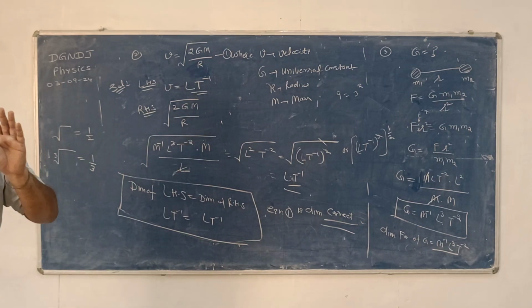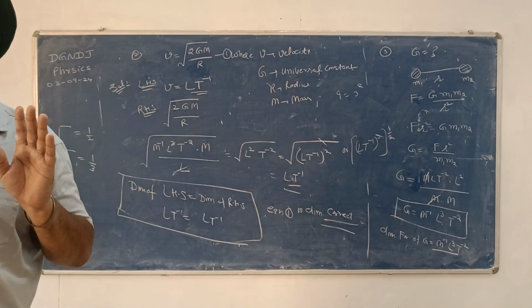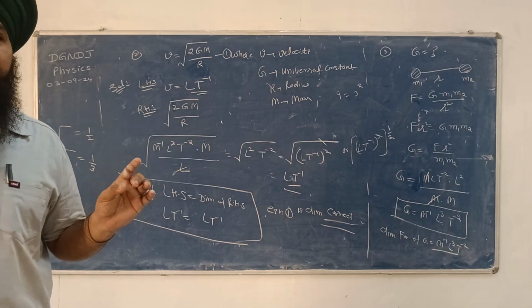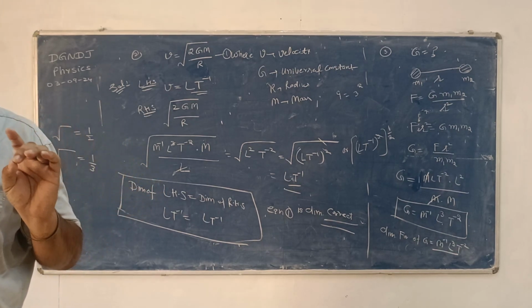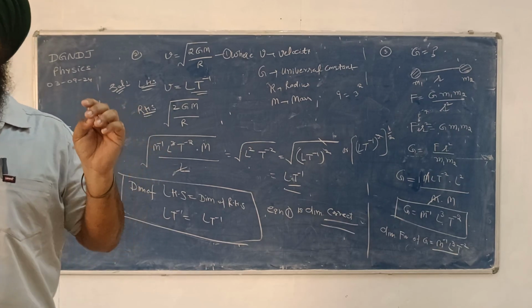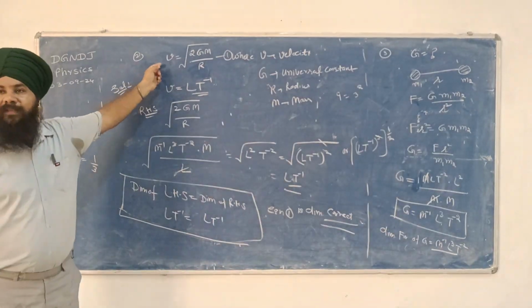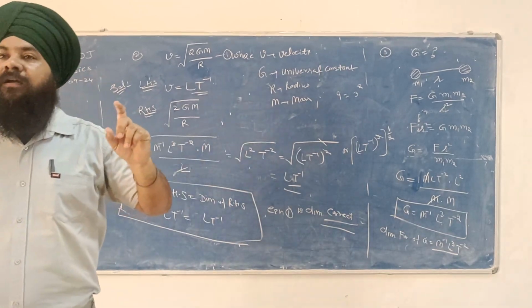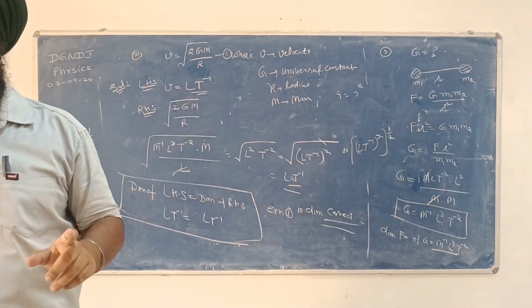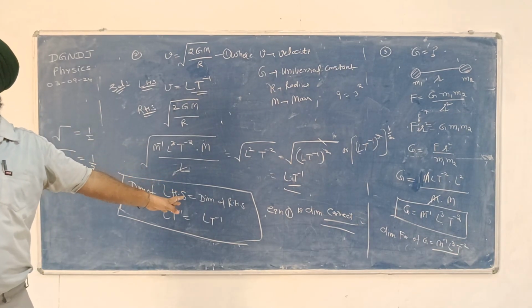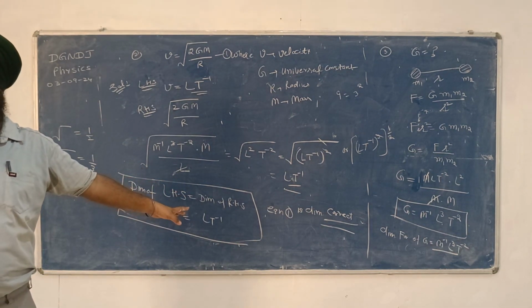And see, only the numerical will be asked. If you scan last year's question papers, the last question is asked in the form of a numerical: check the correctness of the relation, whether this equation is feasible or dimensionally correct. So this is the method. Any doubt?